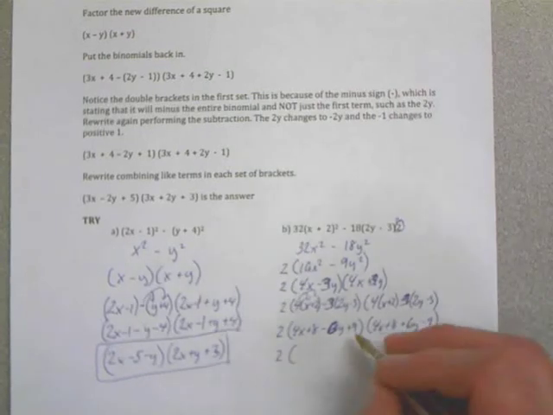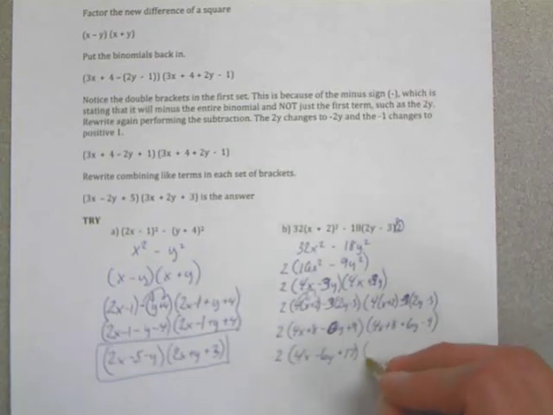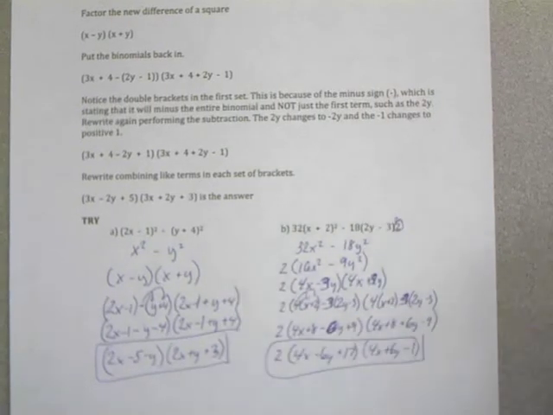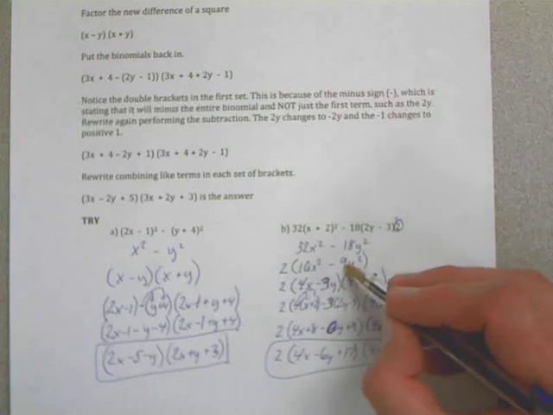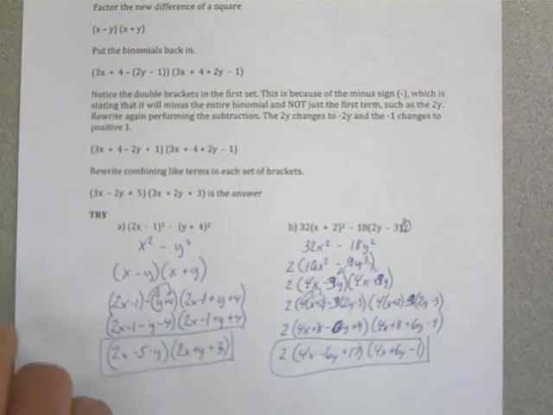Look for your like terms. Nothing there, so 4x minus 6y plus 17. And this one will be 4x plus 6y minus 1. And there's my answer. So I think I made a mistake here with a 9. It should have been split up into a 3 and a 3, not a 9. Any questions, come see me. If not, then have a good day.